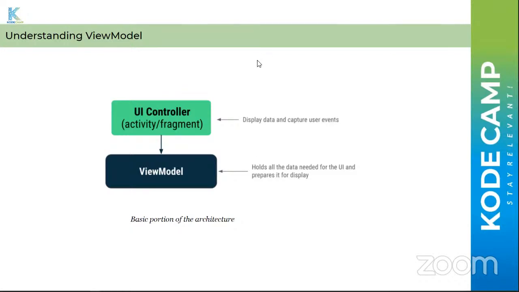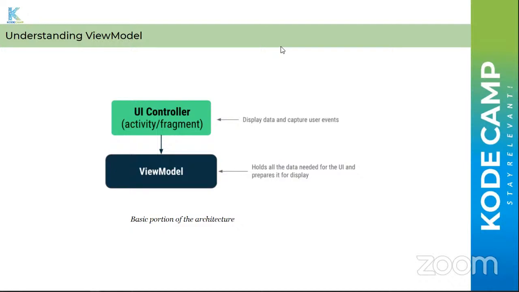So activities and fragments, they are UI controllers. Now, UI is user interface. So what are UI controllers? UI controllers basically control the user interface by drawing views on the screen. Secondly, they capture user events and anything else that has to do with the user interaction, that your user is going to interact with. So they draw your views on the screen, they capture user events, and anything at all that relates to user interaction, anything that relates to the word UI, the UI controller is in charge of that.